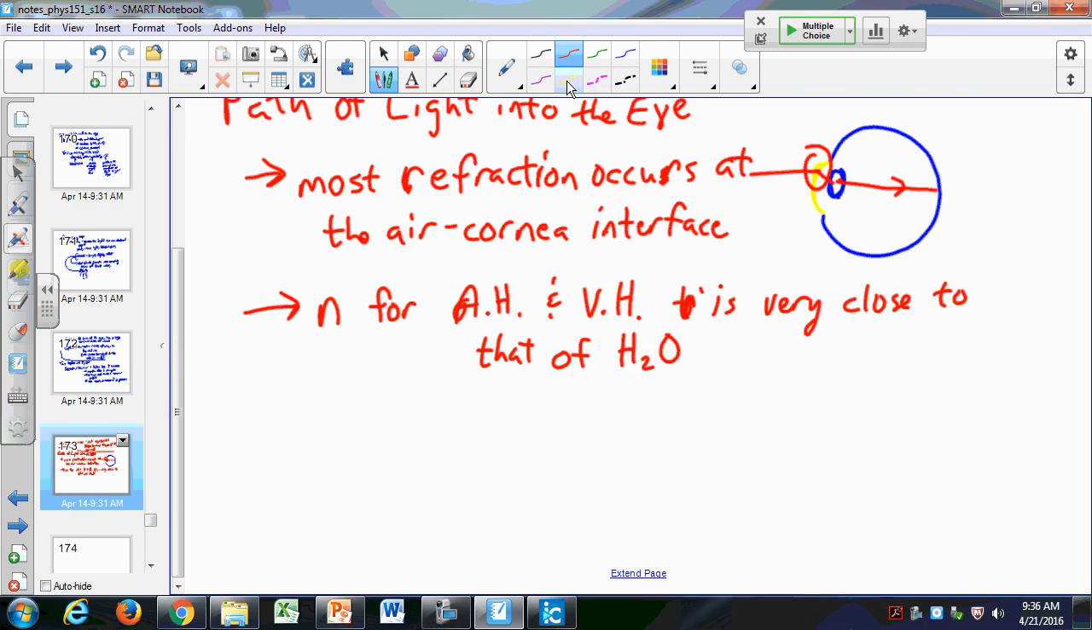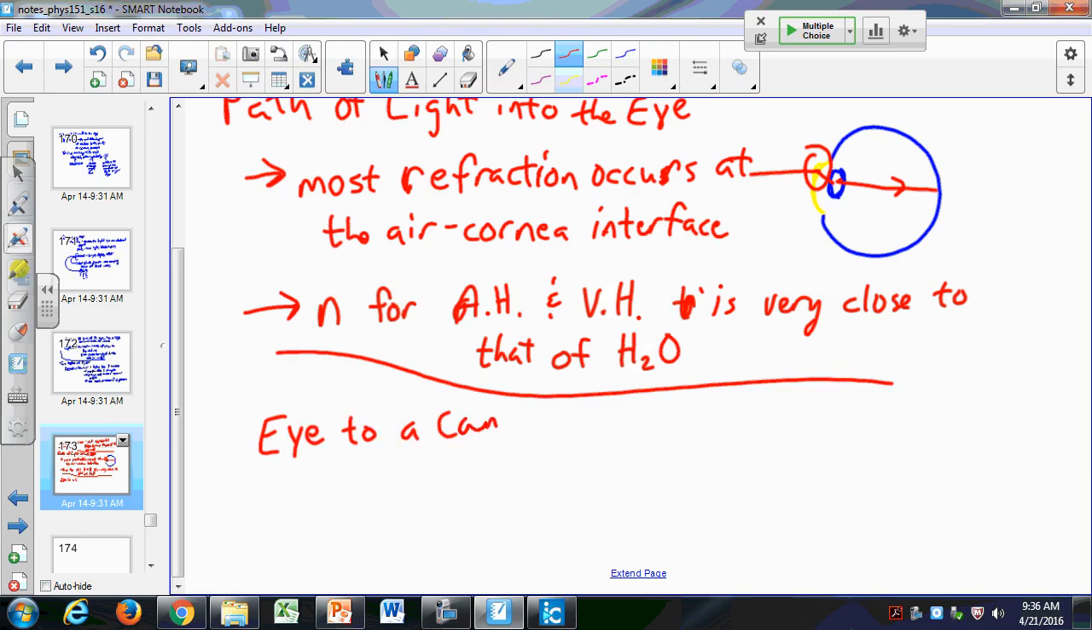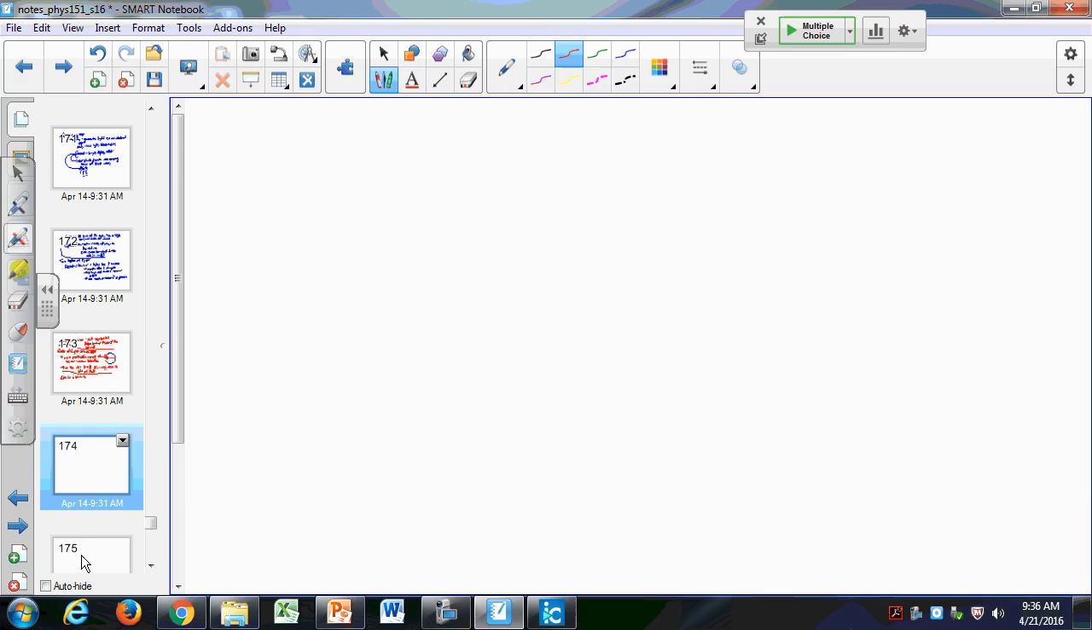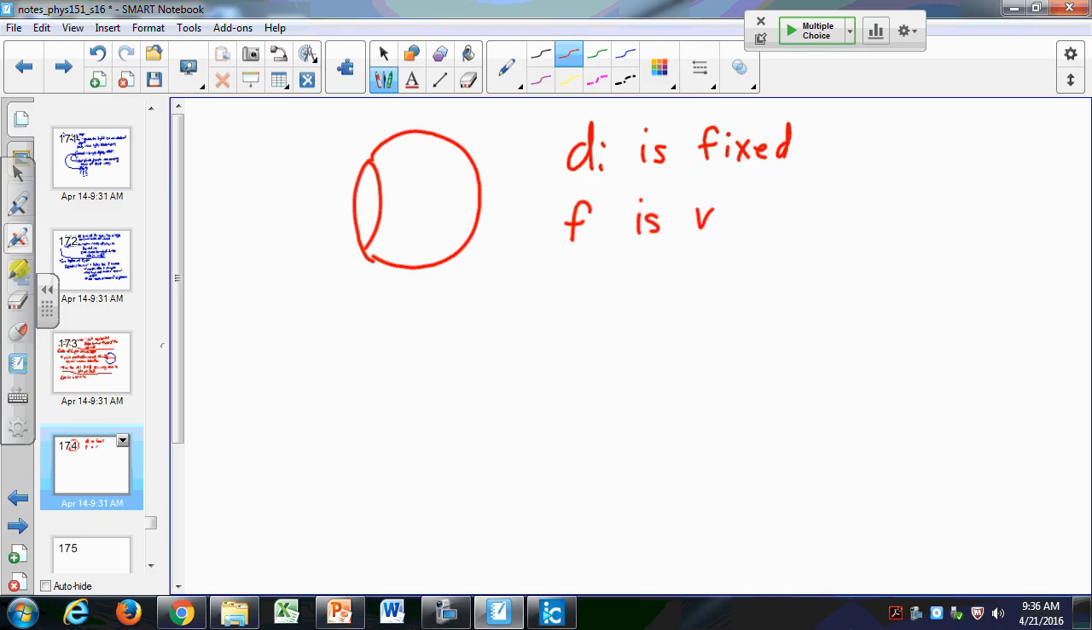There's a section comparing the eye to a camera. And actually, I'll go on to the next page. The eye and the camera are very similar, but they are different, too, in the way that they function. So in an eye, this is our eye. For an eye, the image distance is fixed. And you change the focal length. So F is variable.